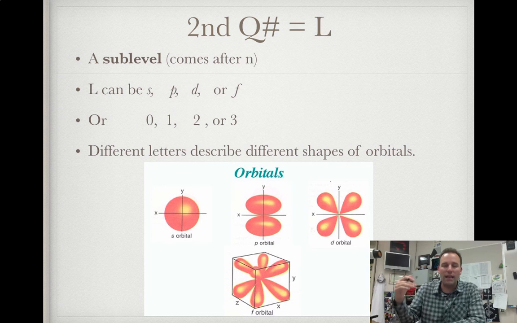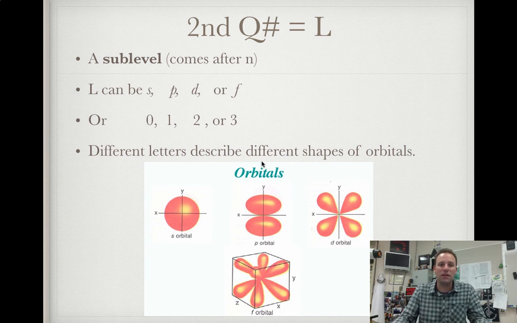So when n equals 1, the first principal energy level, we have s. When n equals 2, we have s and p. When n equals 3, we have s, p, and d. And you're going to learn how to figure that out in class. So l has 4 possibilities. It can be s, p, d, or f. And that corresponds to numbers also, which are 0, 1, 2, or 3.